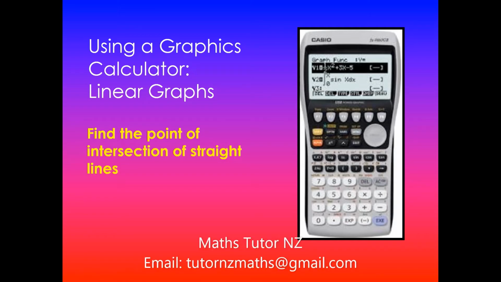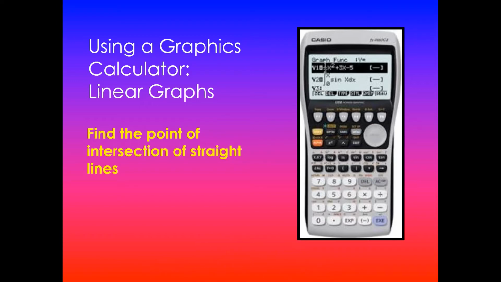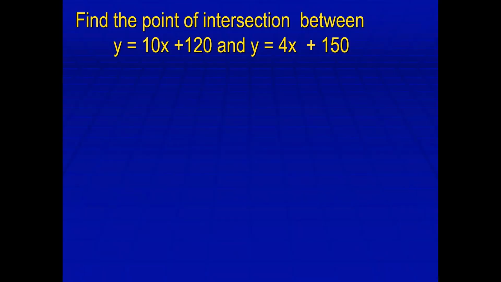Greetings everyone. In this video I will show you how to use the graphics calculator to find the point of intersection of straight lines. So we'll look at the first example. It says find the point of intersection between y is equal to 10x plus 120 and y is equal to 4x plus 150. You can solve this simultaneously using the method I've given in my previous video. Please do check that one out.